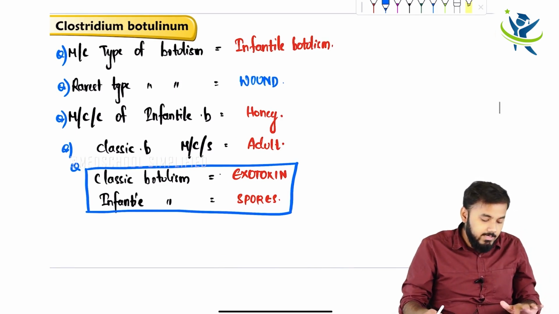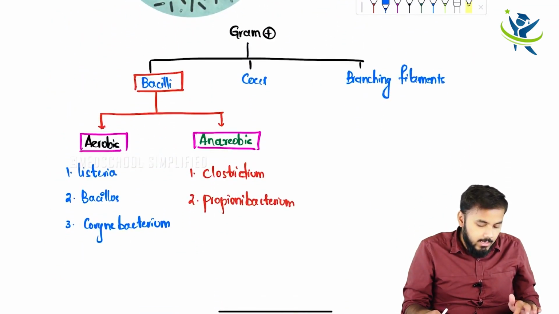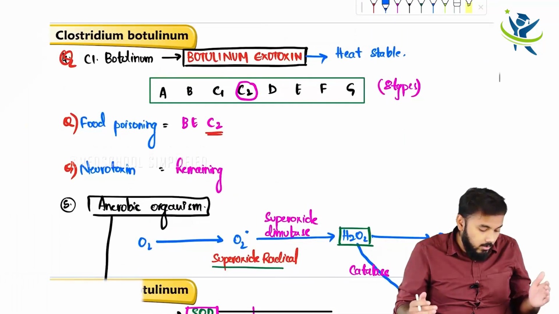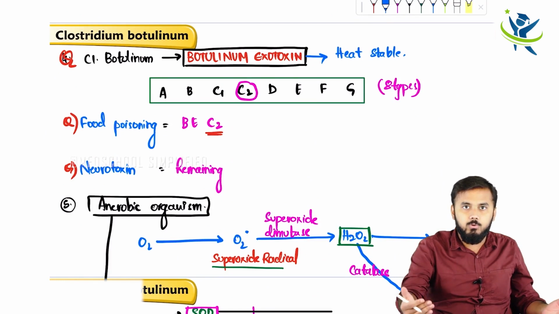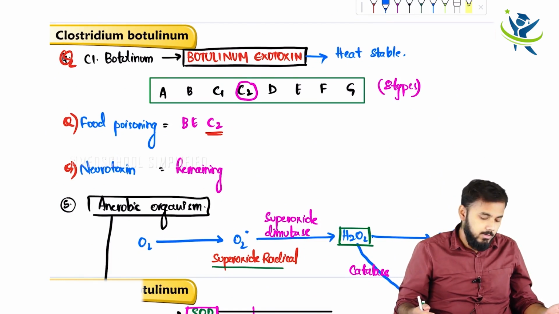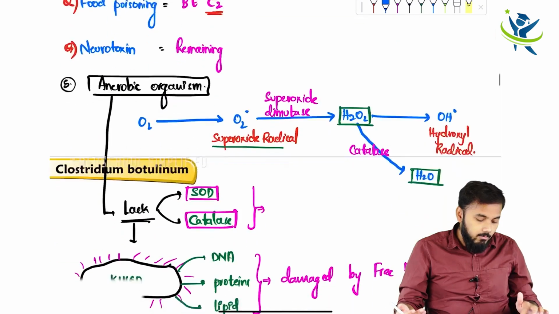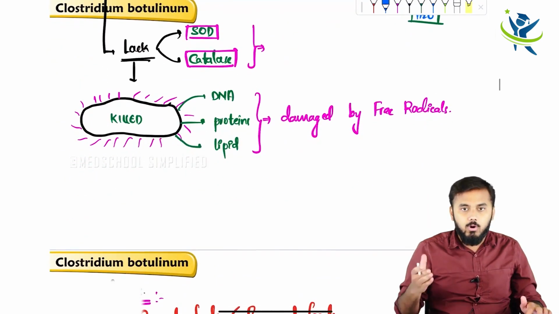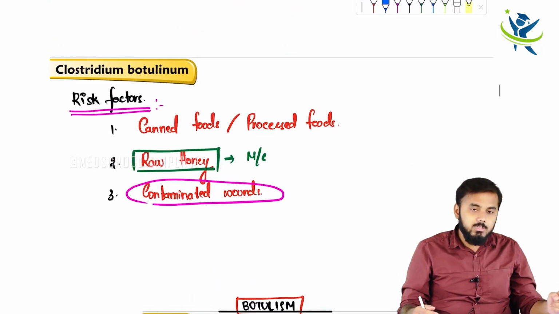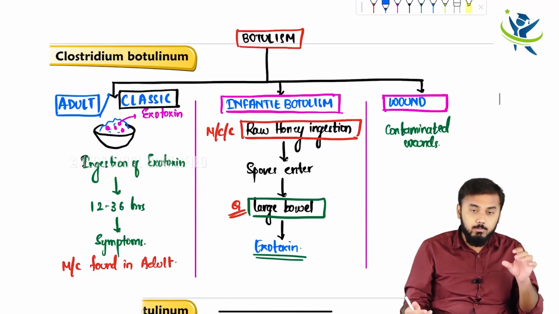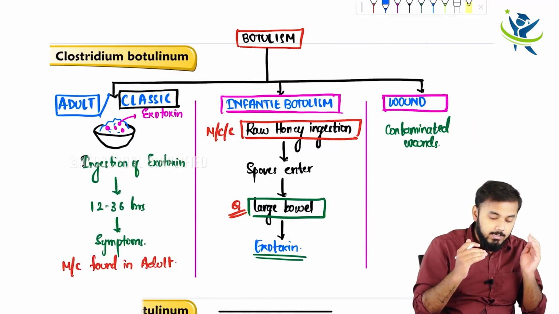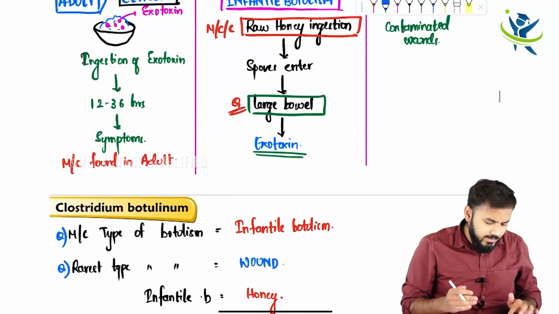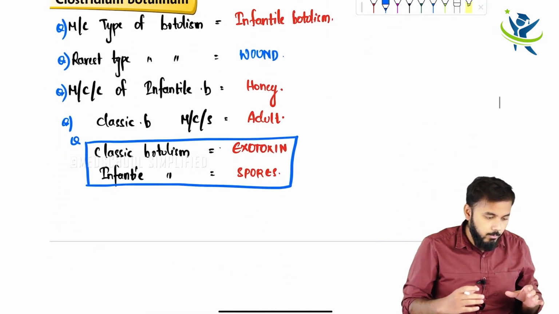We have discussed the initial graph. We have discussed the properties. We have also discussed which toxin is responsible for food poisoning and which toxin is responsible for neurotoxicity. We have also discussed the reason behind anaerobic organisms dying if you provide oxygen. You know what enzymes lack there. And we have also discussed the risk factors, and the most important part of the topic, that is the types of botulism. We have also discussed the important points for your exams.